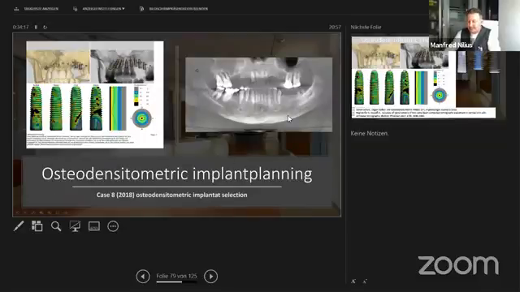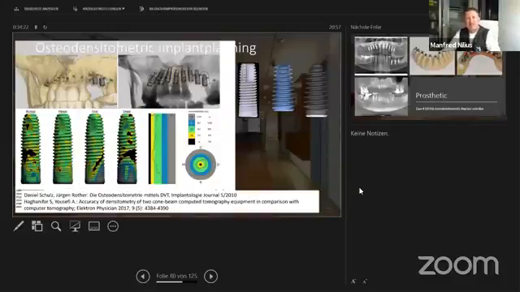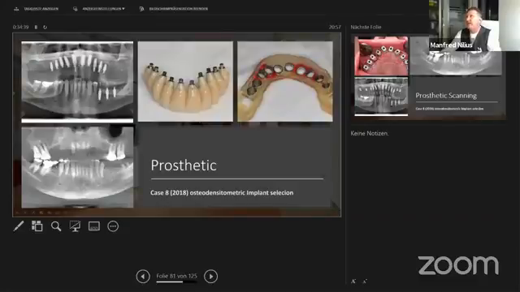I made this case in 2018, and the system gave me the information that it is better to put in tapered form implants in the lower jaw. I was a little bit hesitant, because normally I prefer parallel wall implants in the lower jaw because it's very hard bone. But in this case, we decided to have the tapered form implants in the mandible. And we loaded immediately. So we had an osteodensitometric evaluation beforehand, and we had an immediate loading.